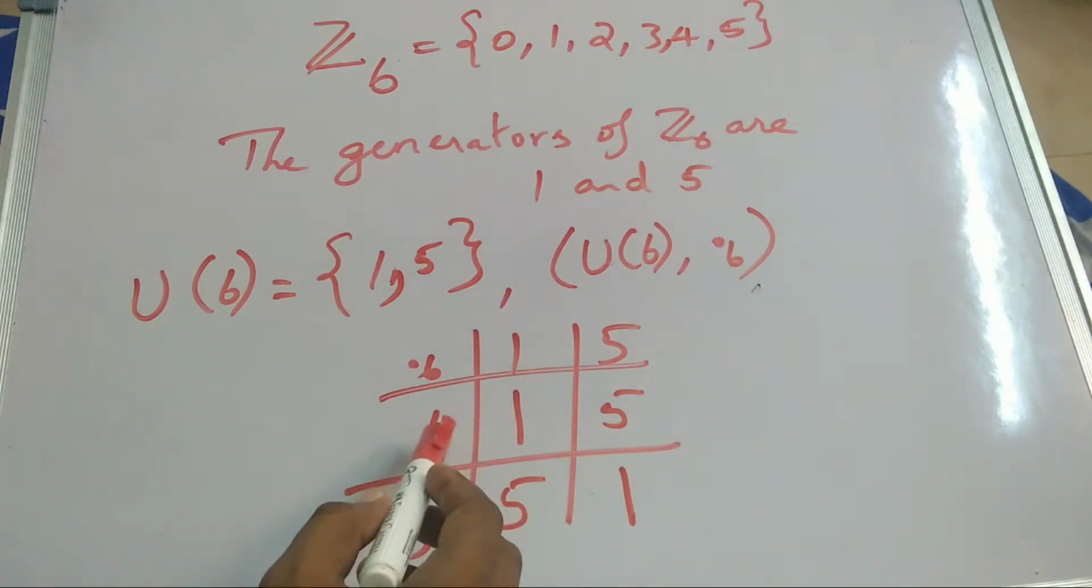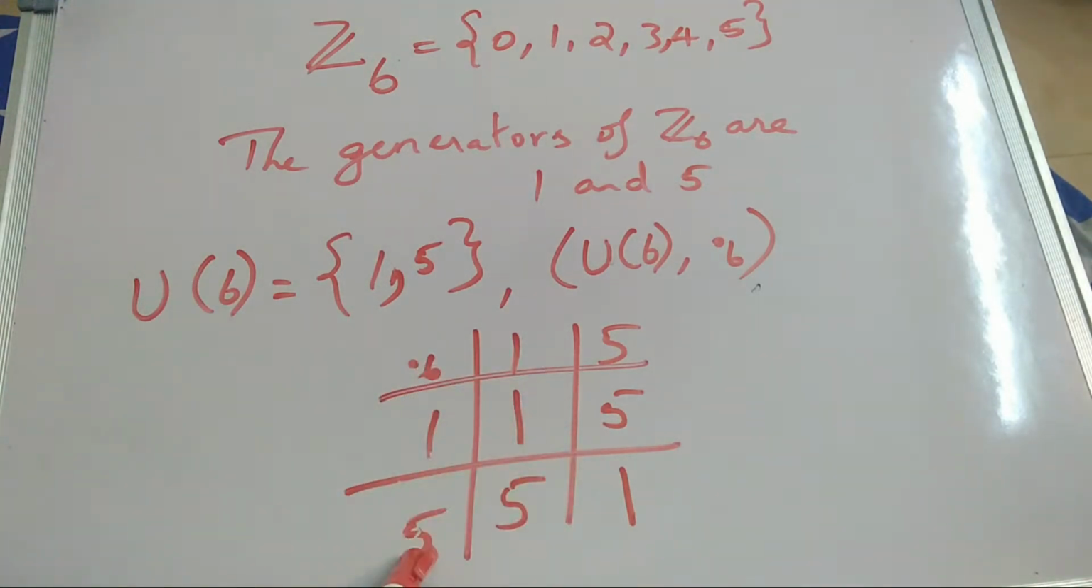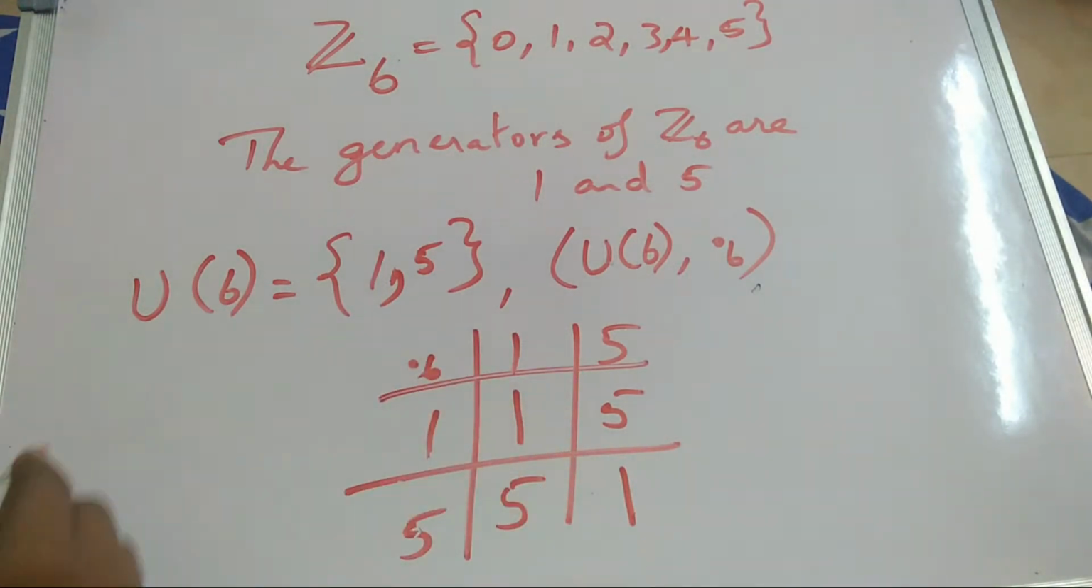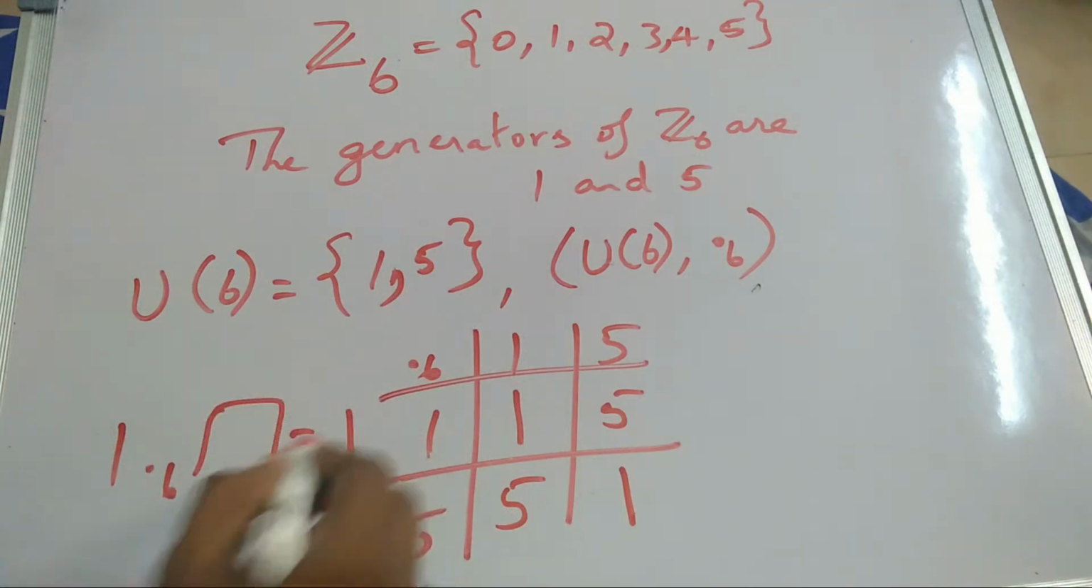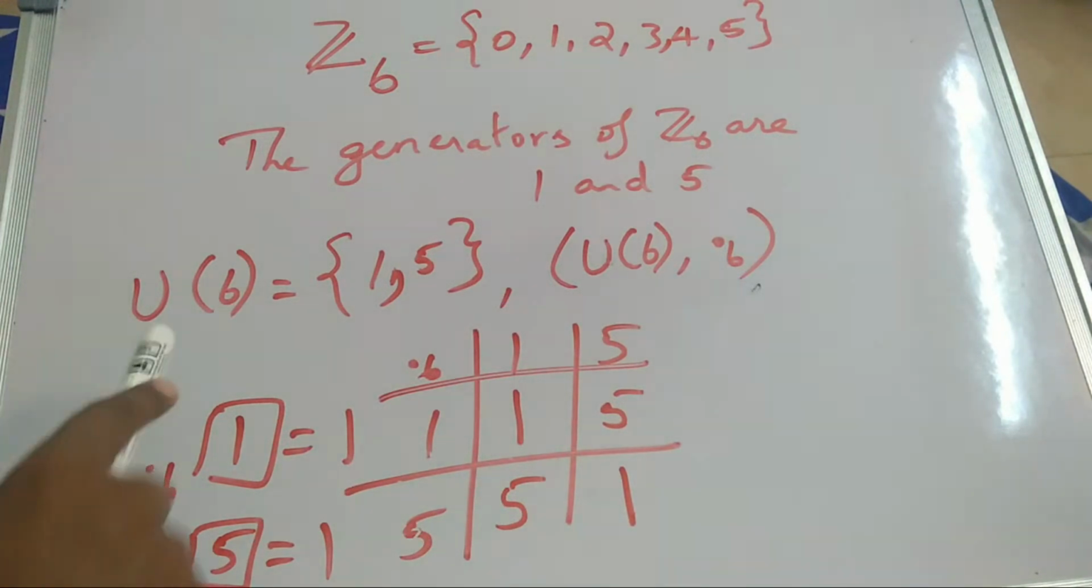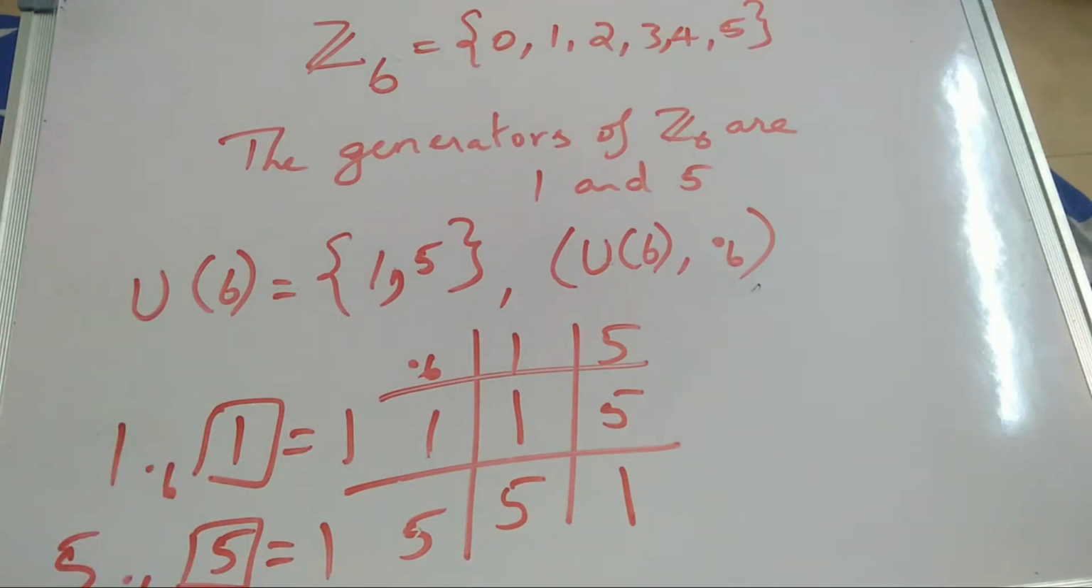And the inverse of 1 is 1, and the inverse of 5 is 5. Because 1 multiplication modulo 1 must give us 1, since 1 is the identity element. So it is nothing but 1. Same way, 5 multiplication modulo 6 with something must give us 1, so it is nothing but 5. So all the properties are true, and hence U of 6 forms a group under multiplication modulo 6.